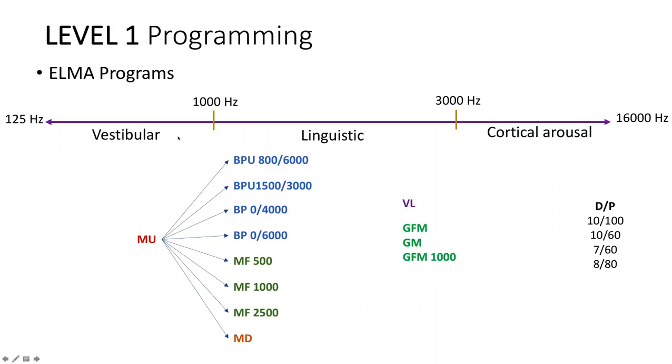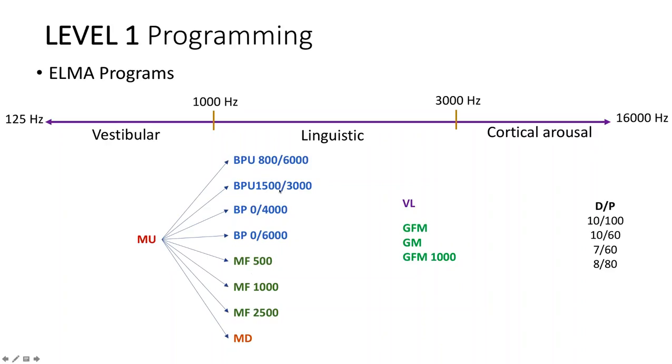So remember our 3 zones: the vestibular, linguistic, and cortical arousal zone. And so what do we do with the level 1 programming? We use the MU. With an MU, you can get a BPU that goes from 800 to 6,000, a BPU 1 that goes from 500 to 3,000, the BP that goes from 0 to 4,000, a low BP from 0 to 6,000. Then we can do with the MU filter music at 500, at 1,000, or 2,500. And MD, it's an MU that you cannot do on the Talk Sub.